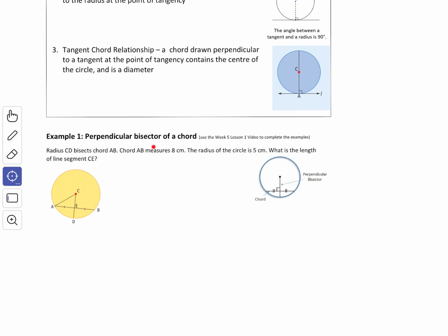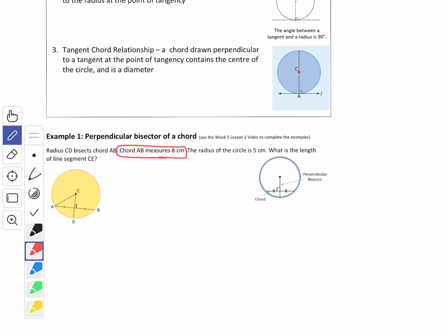Okay, so let's actually use that property to solve a question down here. I added a picture over here for us to remember what this property is. Looking at the question, it says radius CD bisects the chord AB. That's why these lines are here, saying that this side and this side are equal. Chord AB measures 8 centimeters. So let's circle that information. Chord AB measures 8 centimeters, and the radius of the circle is 5 centimeters. What is the length of the segment CE? So it's asking us to find the length of CE, which is right here.